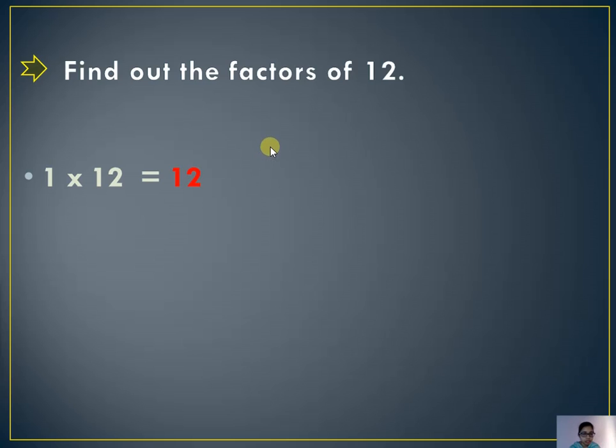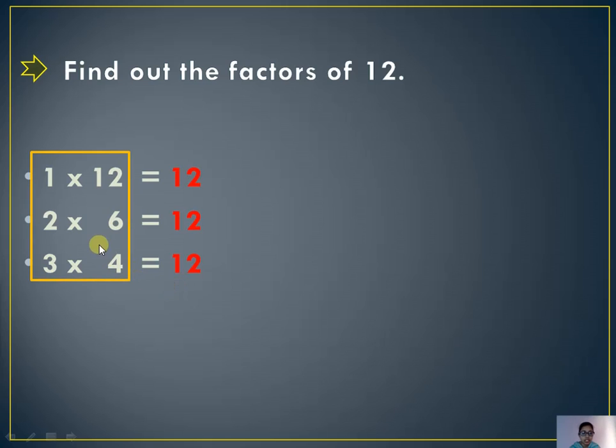So, 1 multiplied by 12 is 12. 2 multiplied by 6 is 12. 3 multiplied by 4 is 12. Now as you can see, we get 3 pairs of numbers that give the product 12. No other number when multiplied will give the product 12.